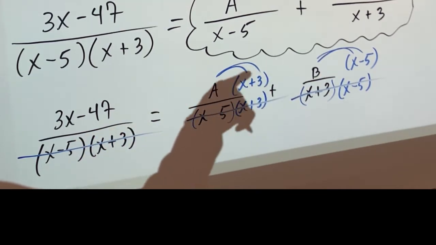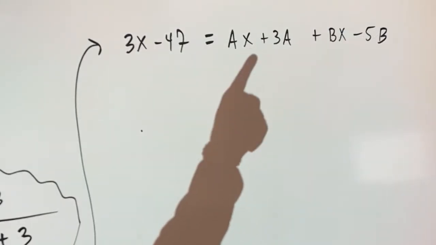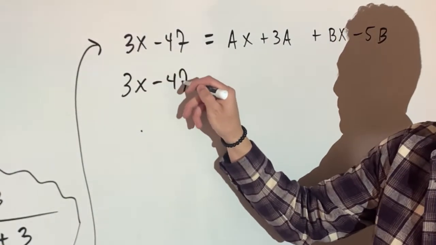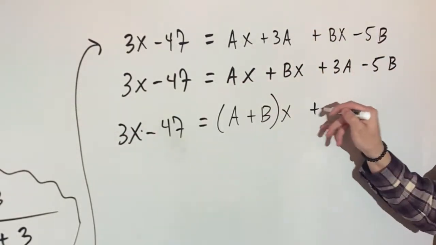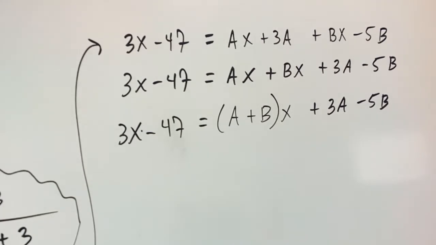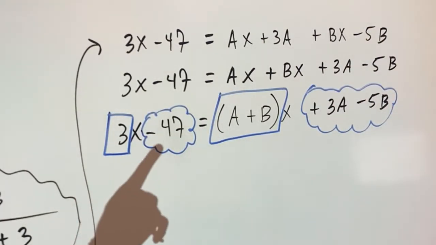And maybe we can distribute the a and we can distribute the b. And maybe we can grab this bx and put it after the ax. And now we can make some comparisons. We know that 3 has to equal this, and this leftover piece has to equal those leftover pieces.